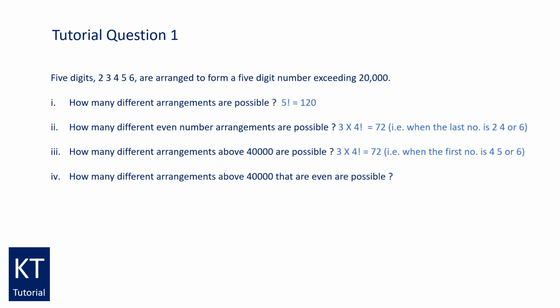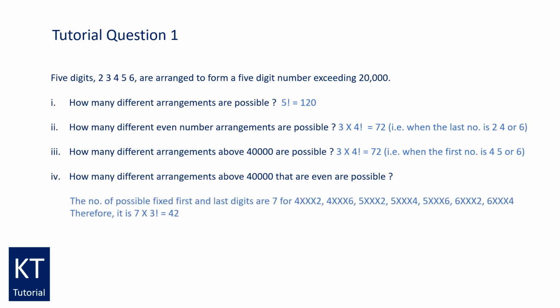Next, how many different arrangements above 40,000 that are even are possible? With the number of possible fixed first and last digits being 7, namely starting with 4 and ending with 2, starting with 4 and ending with 6, starting with 5 and ending with 2, starting with 5 ending with 4, starting with 5 ending with 6, starting with 6 ending with 2, and starting with 6 ending with 4, the possibilities are 7 times 3 factorial, which comes to 42.